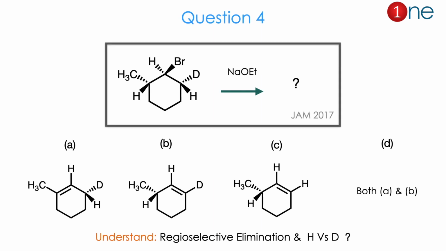Then the question number 4. The starting material is cyclohexane attached with bromine and methyl, deuterium. Here you are having stereochemically different bromine, deuterium and methyl. You are using a base, they ask you to find the product. The products are mostly alkene, whether hydrogen is eliminated or deuterium is eliminated, or which hydrogen, which deuterium is eliminated. So basically we are discussing the possibility of elimination.